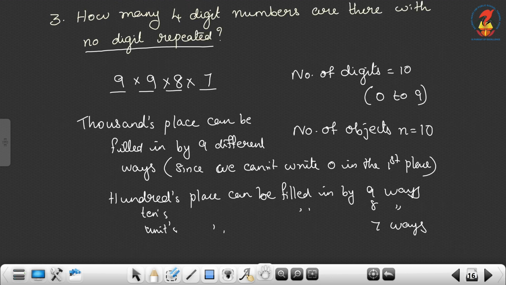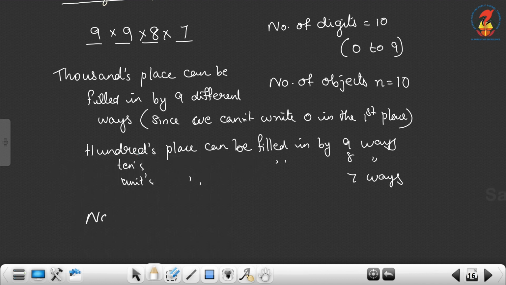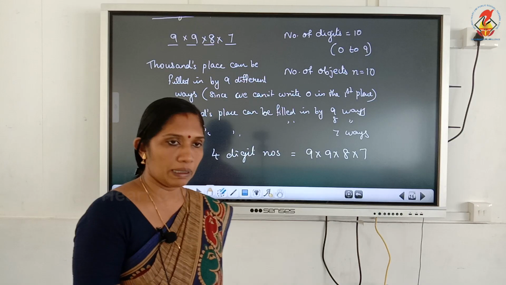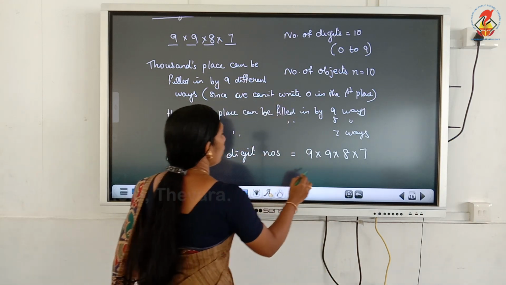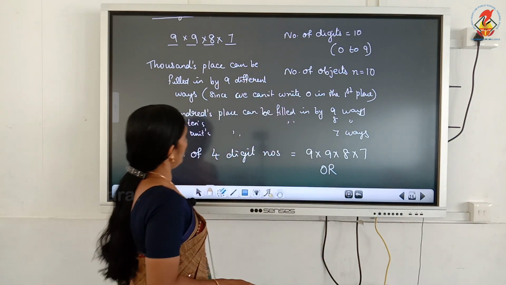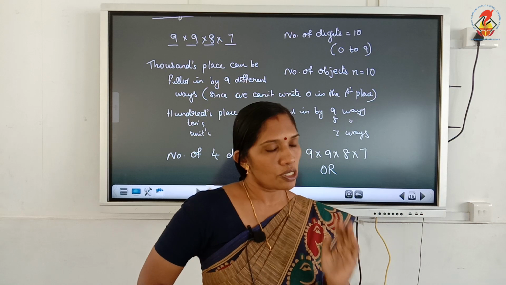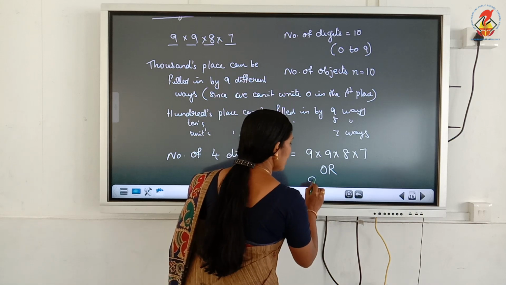What is the question? How many 4-digit numbers are there? So the number of 4-digit numbers satisfying this condition is equal to 9 into 9 into 8 into 7. This is by using the multiplication principle. We can use the permutation notation also. Anyway, in the first place there is a restriction, that is we can't use 0 in the first place. So that place we can fill in by 9 ways. That you have to write as 9 itself.